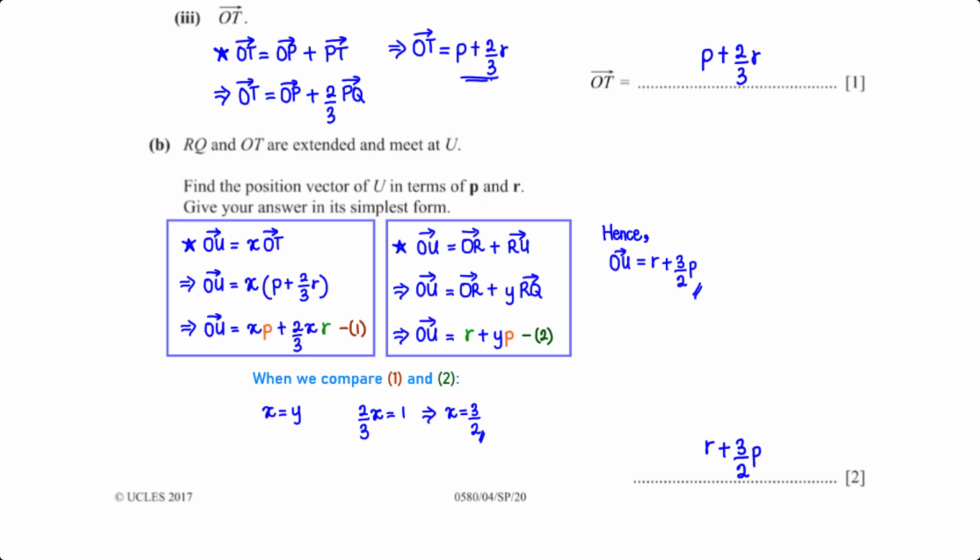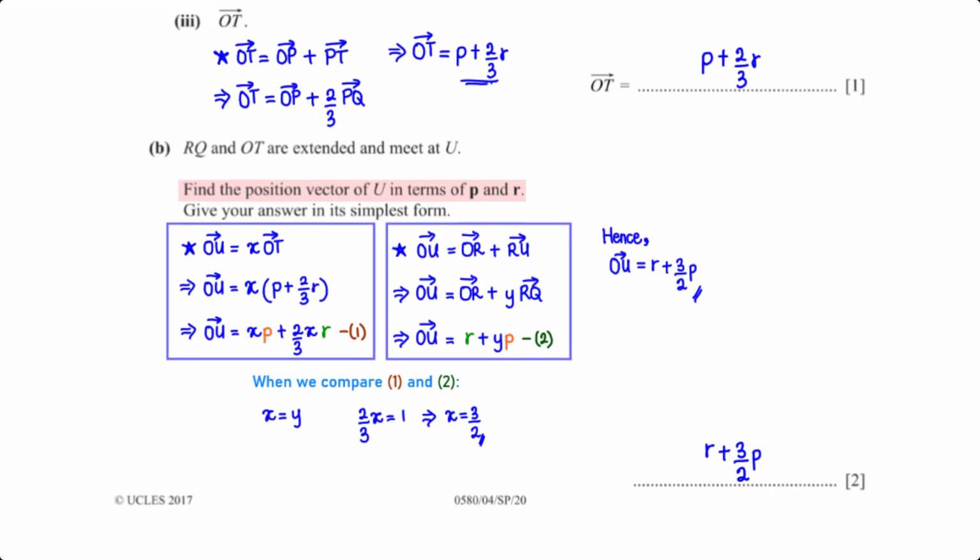RQ and OT are extended and meet at U. Find the position vector of U in terms of P and R. Give your answer in its simplest form. The position vector of U is the same as vector OU. The approach we'll be using for this question is to find two different ways to express the vector OU. Then compare both vectors to be able to fully define the vector OU.